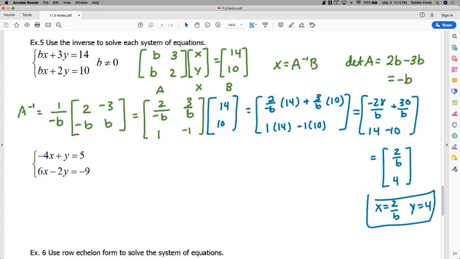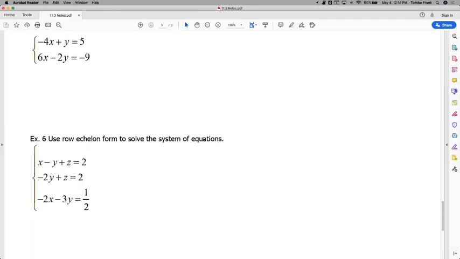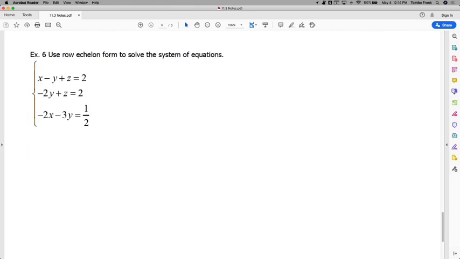And then one last thing I want to talk about is that last example here, number 6. The book in this section is going to ask you guys to use the inverses in order to find the solution. But when you've got a 3 by 3, you've got 3 variables or more, it is really, really hard to find the inverse matrix by hand. So we're going to stick with, for 3 or more variables, just use row echelon form.